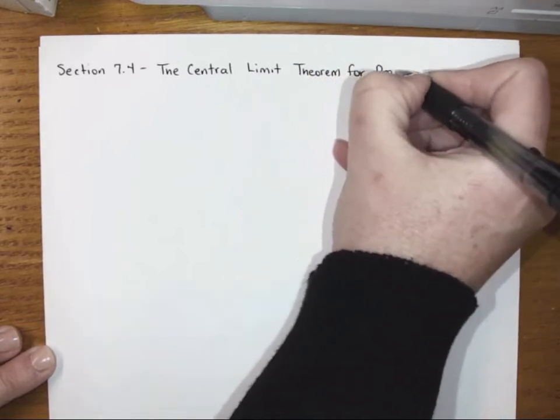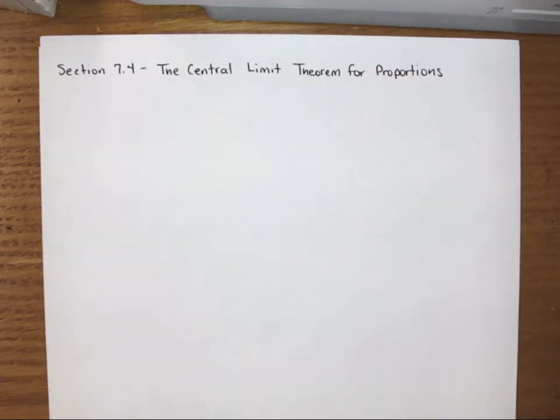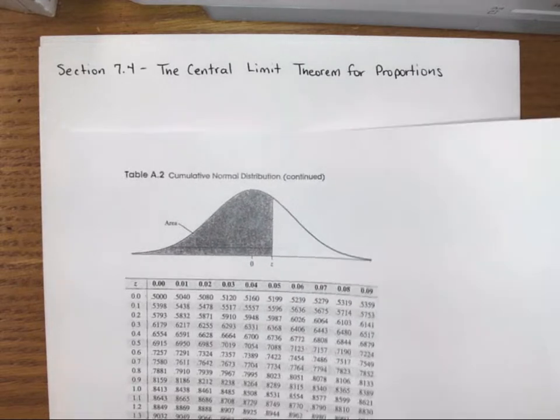And remember, the central limit theorem just says when are we allowed to assume that we have a normal distribution, in other words, a bell curve where we can use this chart. Okay.